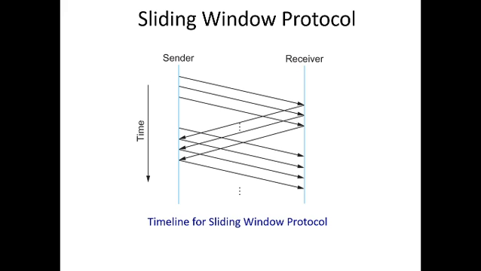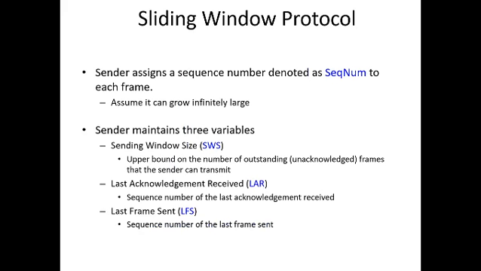There is a timeline. The sender and receiver will be sending the frames and the receiver will be giving out the acknowledgements. In this sliding window protocol, the sender assigns a sequence number, denoted as SEQ num, to each frame. There is a sending window size, the last acknowledgement received LAR, and the last frame sent LFS to be noted.